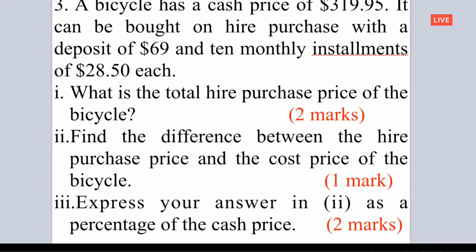It asks, what is the total hire purchase price? That's the first thing you are finding. The second part, find the difference between the hire purchase price and the cost price of the bicycle. And then you're going to include what we learned before with regard to percentage. You are asked to express your answer in part 2 as a percentage of the cash price. So you're going to have 3 minutes to get this done as well. Your time starts now.